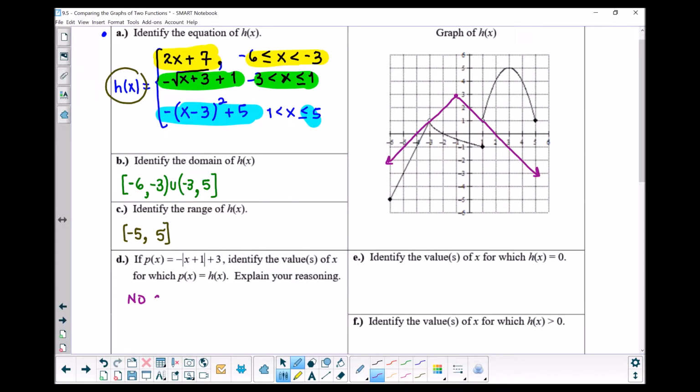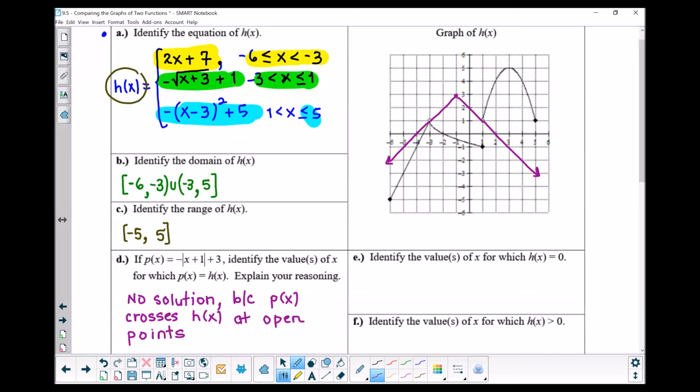I think I'm going to agree. Guys, I think this is no solution. Now, it asks to explain the reasoning, and I guess that would be because P of X crosses H of X or intersects H of X at open points or values that aren't defined.